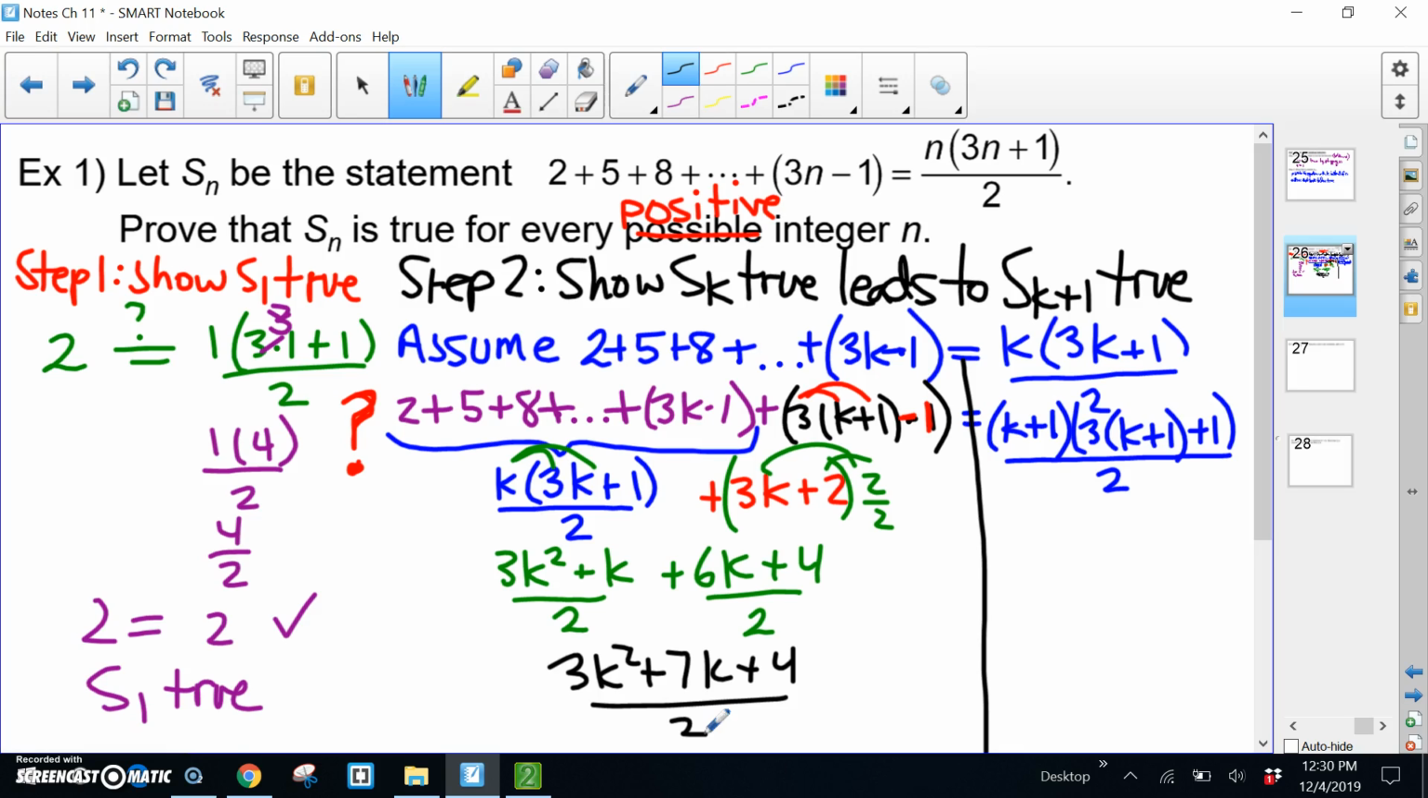Again, keep your eye on the prize. What we're trying to do is show that the left side of this is equal to the right side of this. You may be feeling like, okay, maybe it does. But we haven't really gotten there yet. We haven't proven it yet. I'm going to try to clean this up.